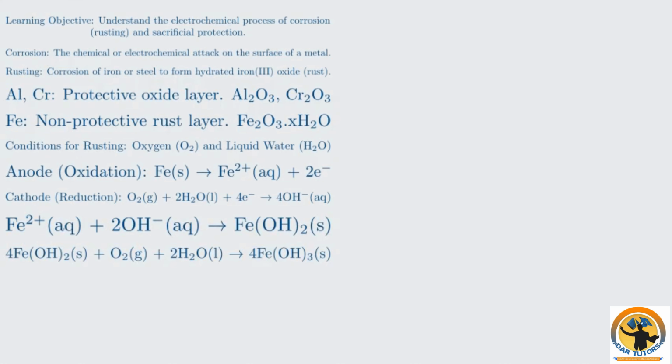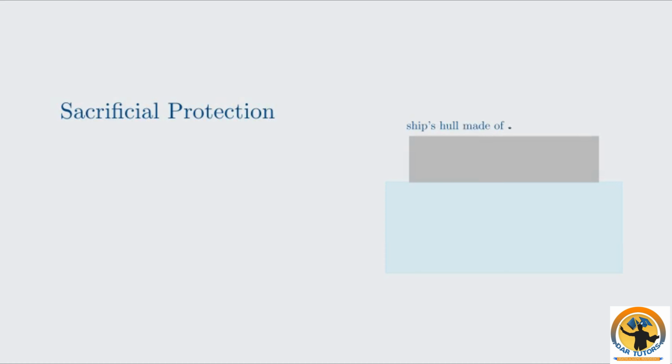Since rust flakes off, it continuously exposes fresh iron, perpetuating the corrosion. One of the most effective ways to prevent rust is sacrificial protection. This method utilizes electrochemical principles. It works by sacrificing a more reactive metal to protect the iron. In this diagram of a ship's hull, an iron object is connected to a block of magnesium or zinc, a metal higher in the reactivity series than iron.